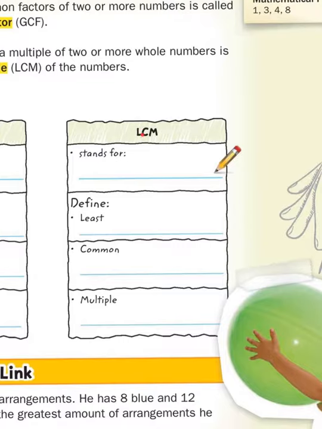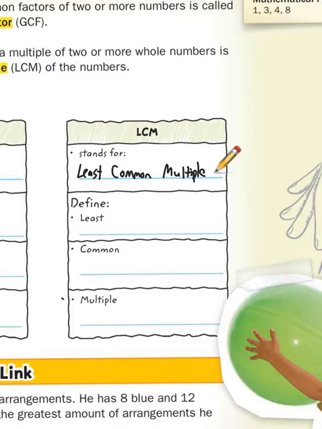First, you got to know what LCM stands for, and it stands for the least common multiple. Now don't forget, you can pause this video at any time if you need time to think or if you need time to write stuff down, and you can rewind to hear something again. So let's go through and define each of those words.